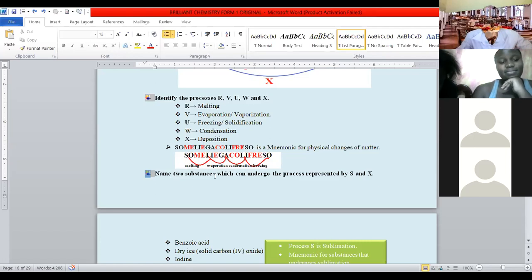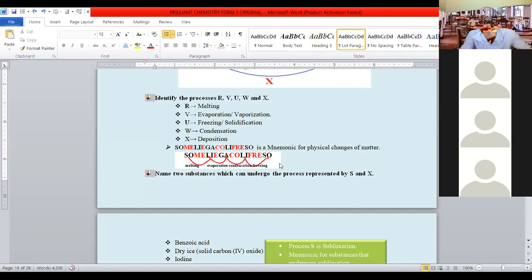Then we have: name two substances which can undergo the process represented by S and X. Who is that typing? We have talked about the processes S and X, that is sublimation and deposition. Mercy, give us the substances that can undergo the process S and X. Dry ice, iodine, benzoic acid. Yeah. People have just seen the three that have displayed. Now say the rest.